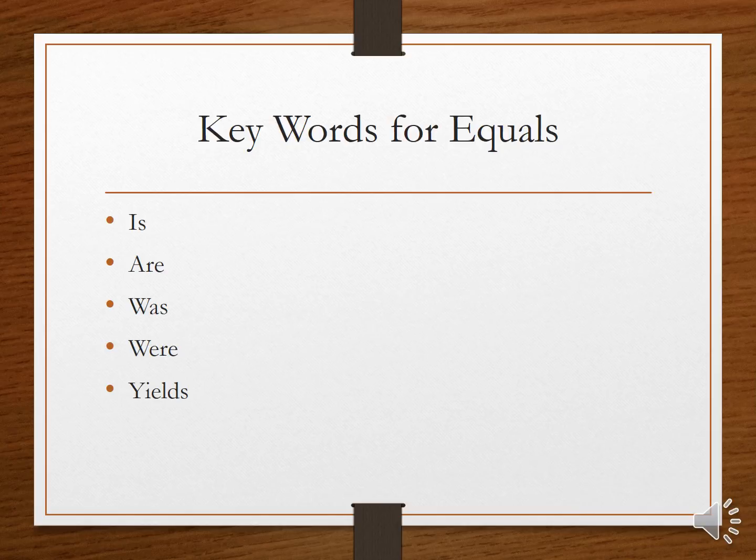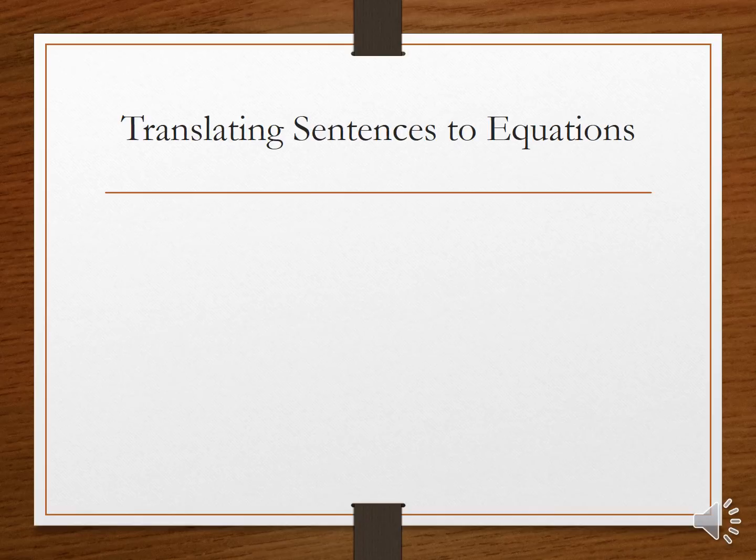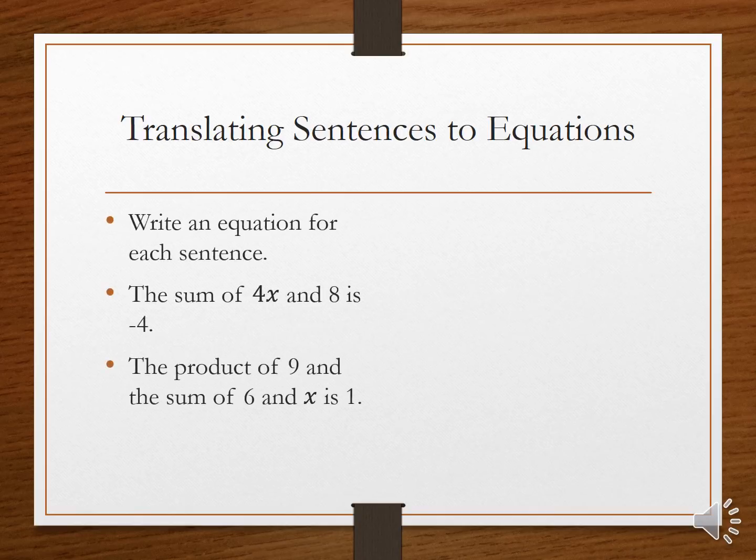We've discussed in the past some key words for the four operations of addition, subtraction, multiplication, and division. Here are some key words for equals when we visit word problems. When we translate sentences into equations, we want to write an equation for each of these following sentences. The sum of 4x and 8 is -4, and the product of 9 and the sum of 6 and x is 1. Pause the video at this point to give yourself a chance to try and translate those two sentences.